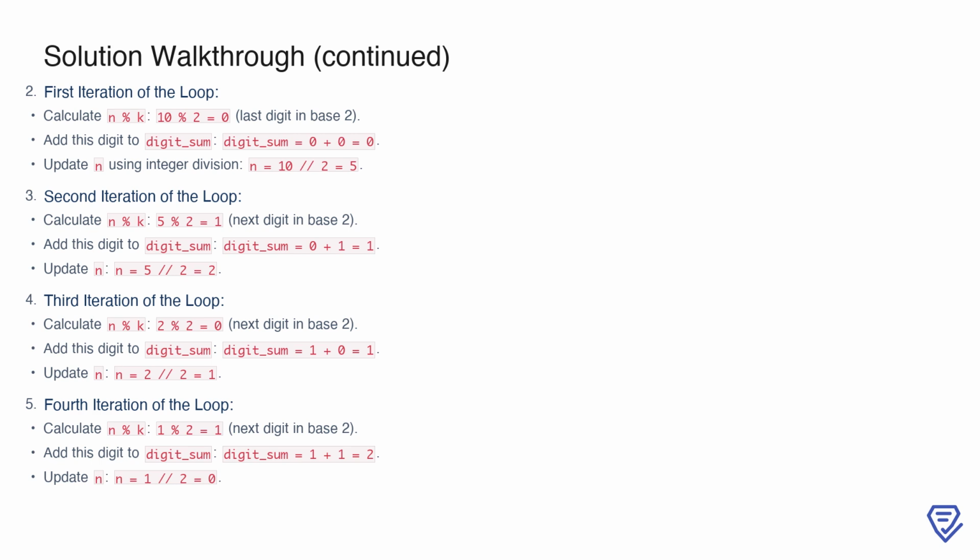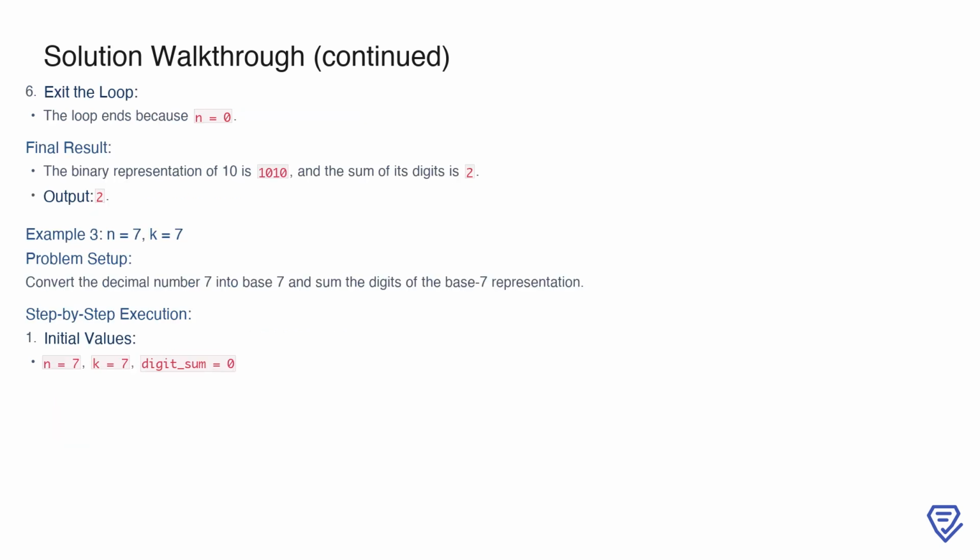For the third iteration, n%k gives 0, which is added to the sum, leaving digit_sum unchanged at 1. After dividing n by 2, it becomes 1. Finally, in the fourth iteration, n%k results in 1, the next binary digit. Adding this value to digit_sum updates the sum to 2, and integer division reduces n to 0. With n now equal to 0, the loop terminates. We can now determine that the binary representation of 10 is 1010, and the sum of its digits is 2. Therefore, the output for this example is 2.